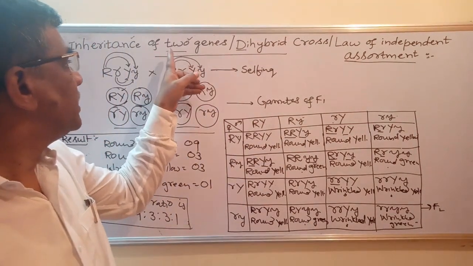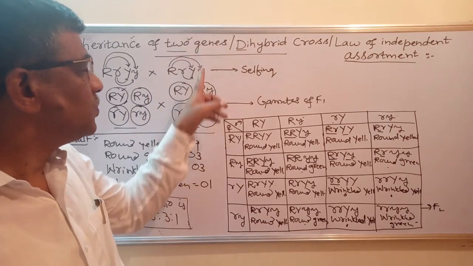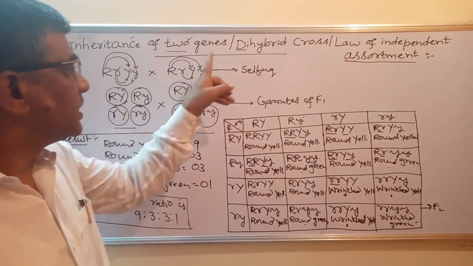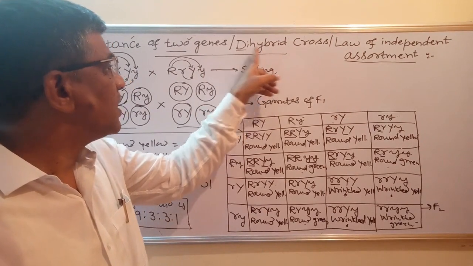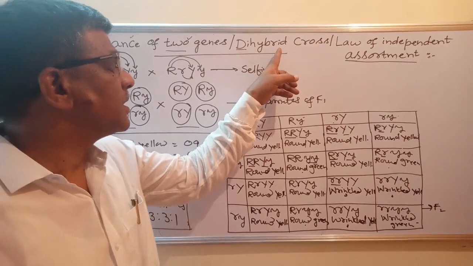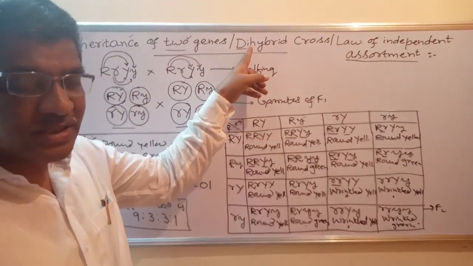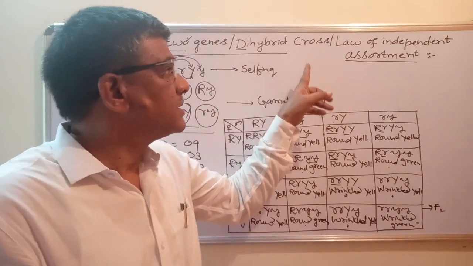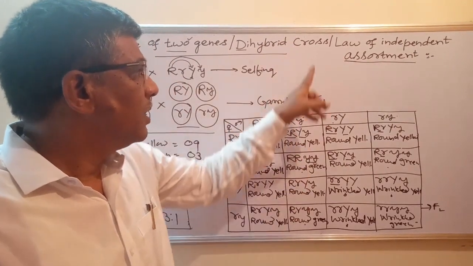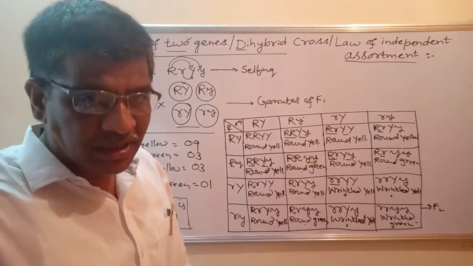If the question appears in the examination, explain inheritance of 2 genes with a suitable example, then you should write it up to this. Most probably the question is asked like this only: dihybrid cross, or inheritance of 2 genes. Even then, you should write the same thing. Only change the definition here. For dihybrid cross, you have to write the definition and example. And for the law of independent assortment, if the question is asked, you should write the same thing.